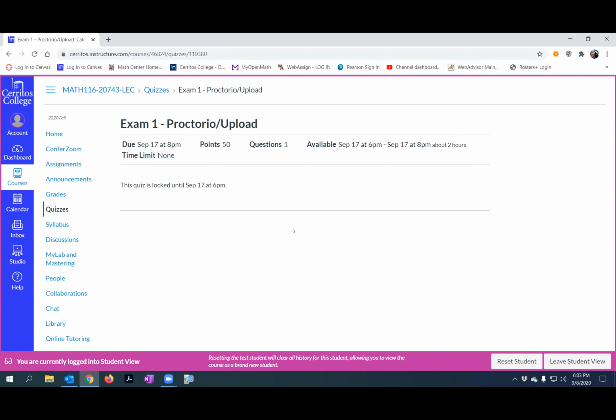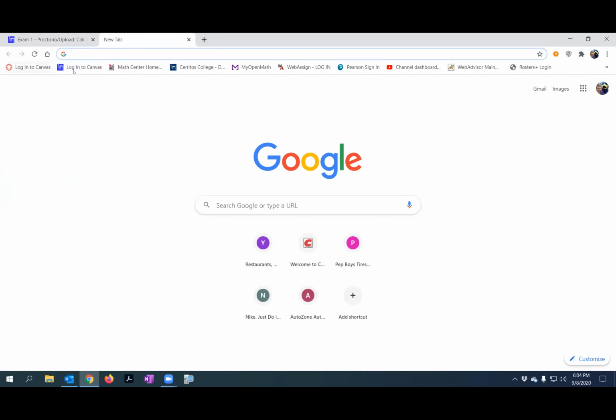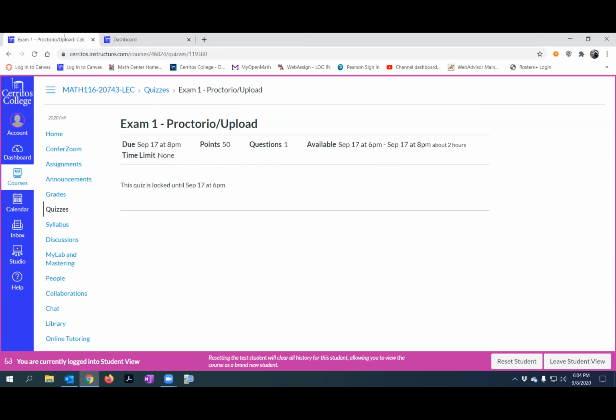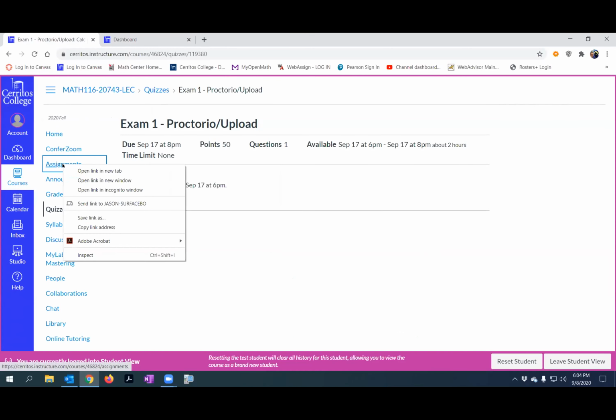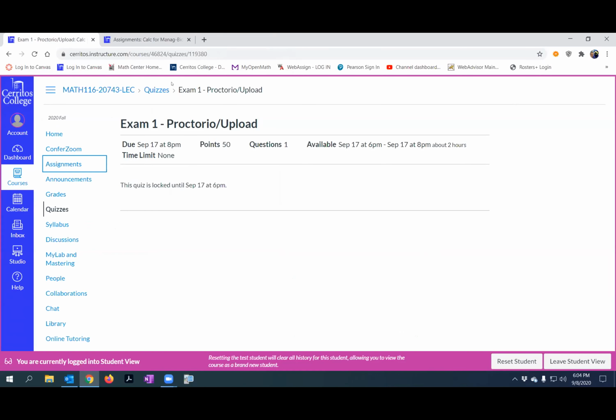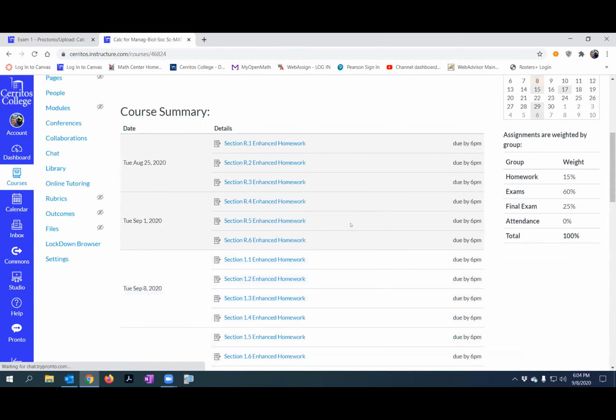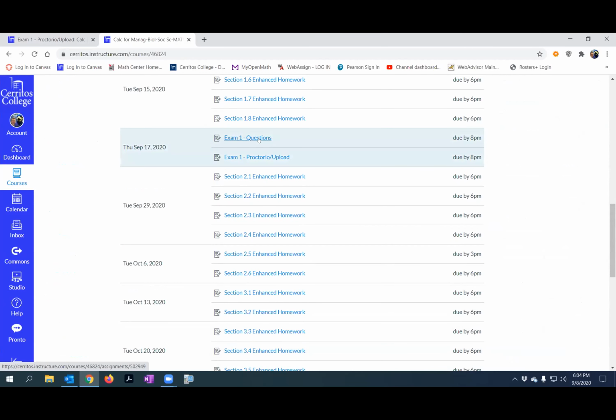This is where you'll go in, and then you'll open another tab. This is going to start the clock running. You'll have 2 hours, and it'll start the clock. Then, while you're in Proctorio, you're going to open up another tab and log in again. Or what you could actually do is go over here to my assignments and say open link in new tab. That would be easier, because you're already logged in. You could even go to home, and there you would find the questions for the exam.